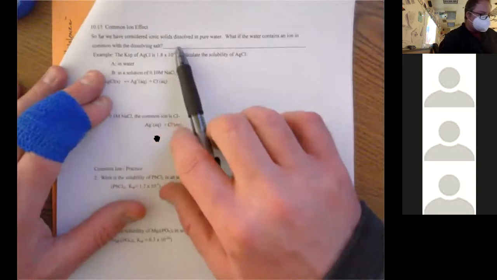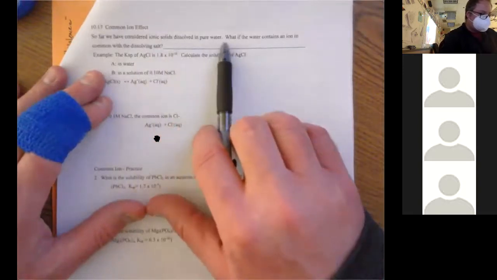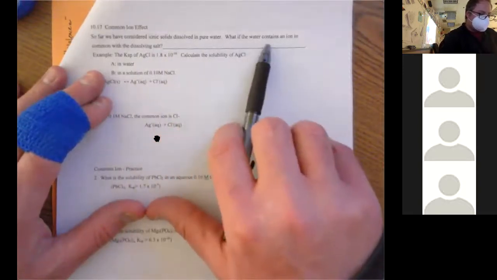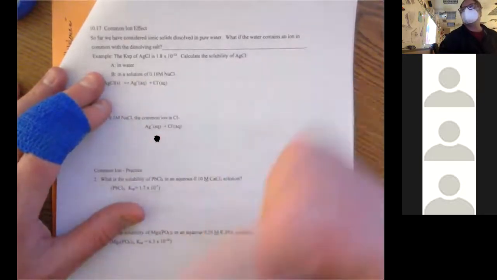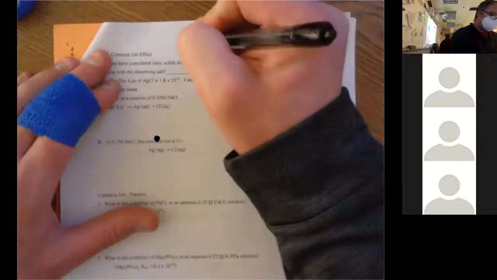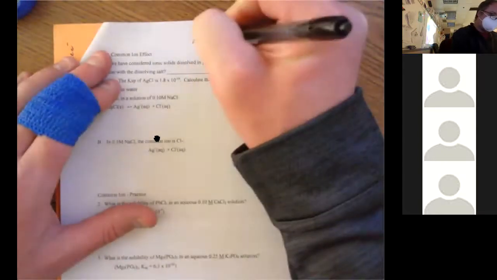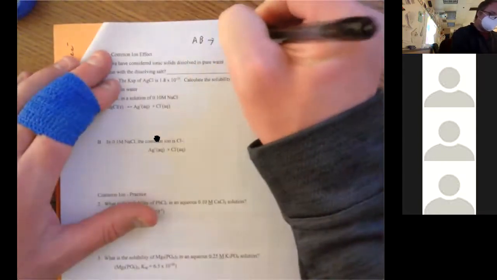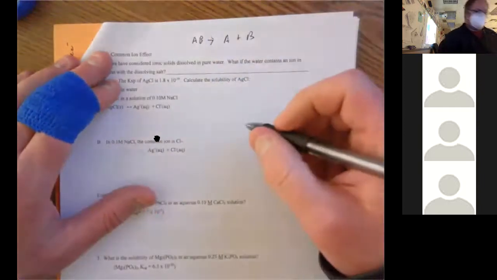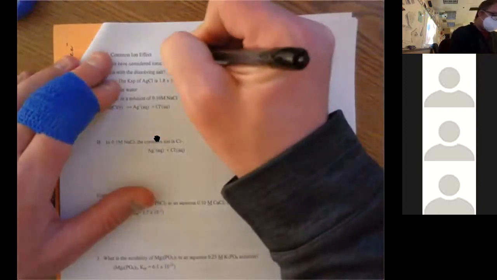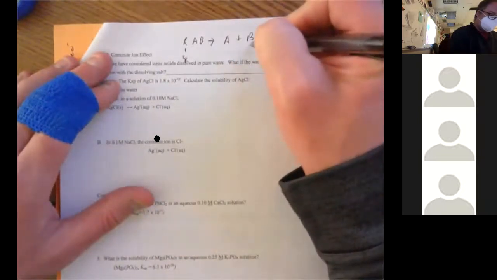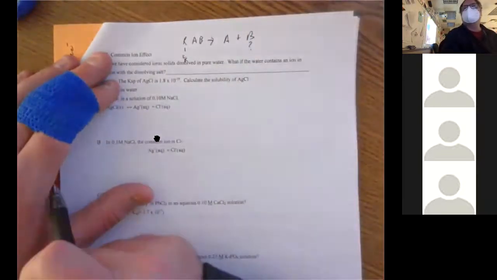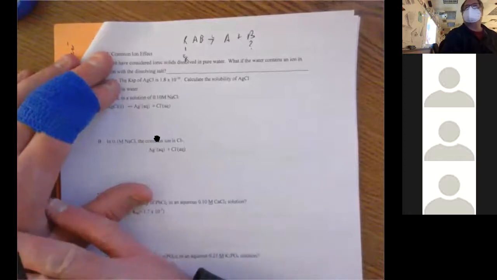All right. So far we've considered ionic solids in pure water. What happens if the water contains an ion in common with the dissolving salt? So if we have AB yielding A plus and B minus, and we were to use our ICE table, and we already have some B.